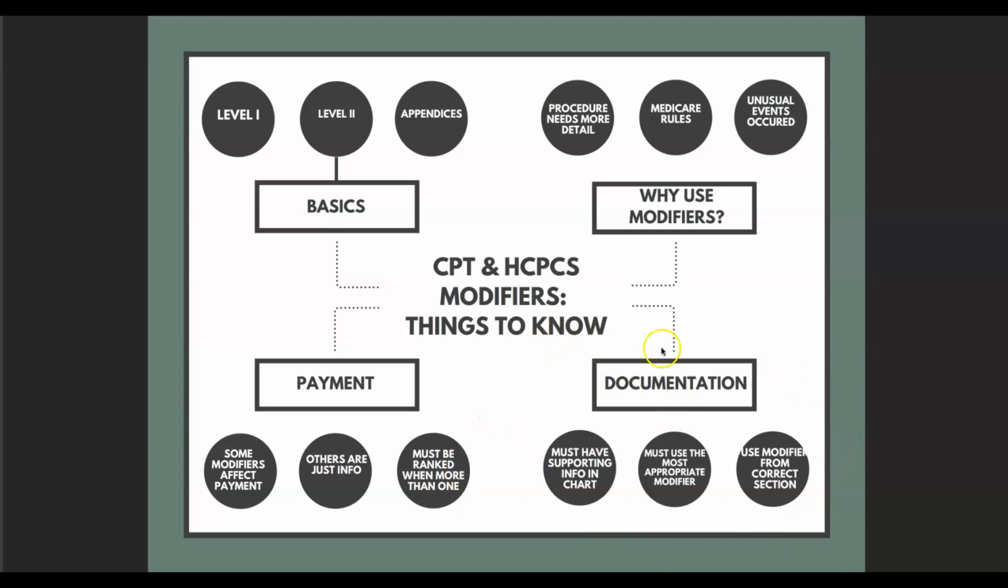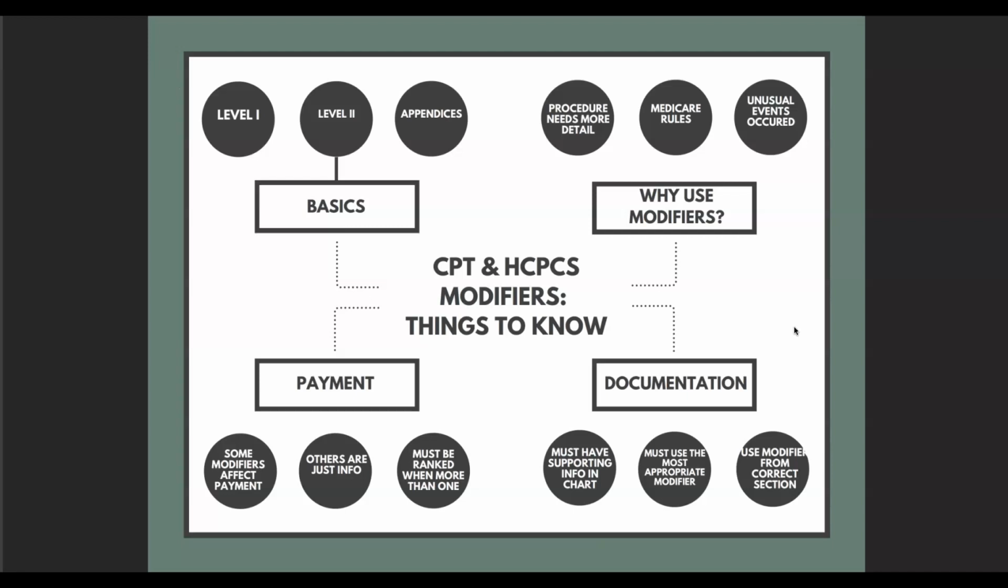And then our last key point section is documentation. So anytime we are going to use a modifier for any reason, we have to have supporting information in the documentation or in the patient's chart. So we cannot use a modifier on a CPT code, nor can you use a CPT code for something that isn't supported by the information that is contained in that patient's chart. If you code for a bilateral mastectomy, then there needs to be documentation in that patient's chart that both the right and the left breast were removed because you're using that bilateral modifier.